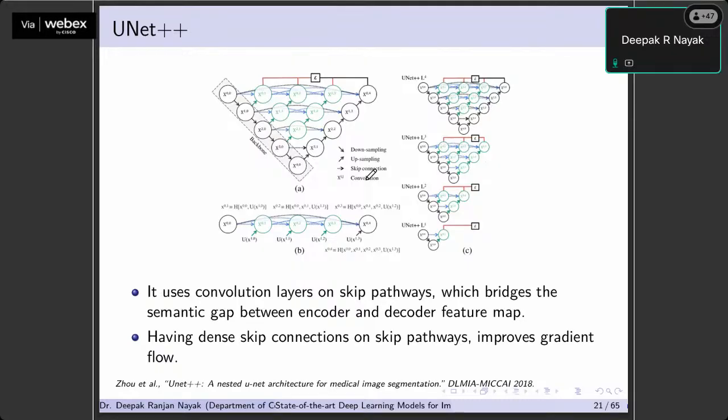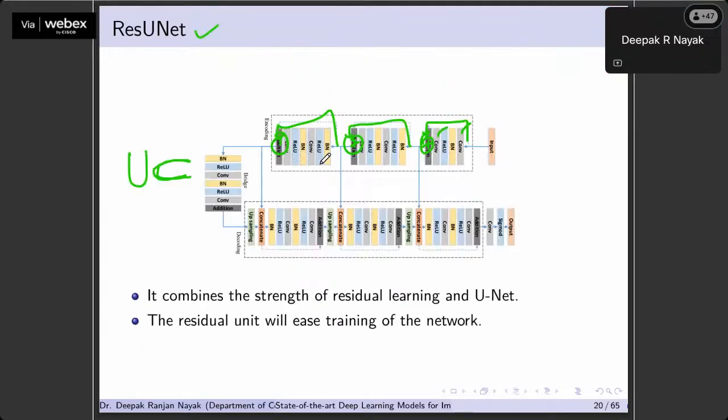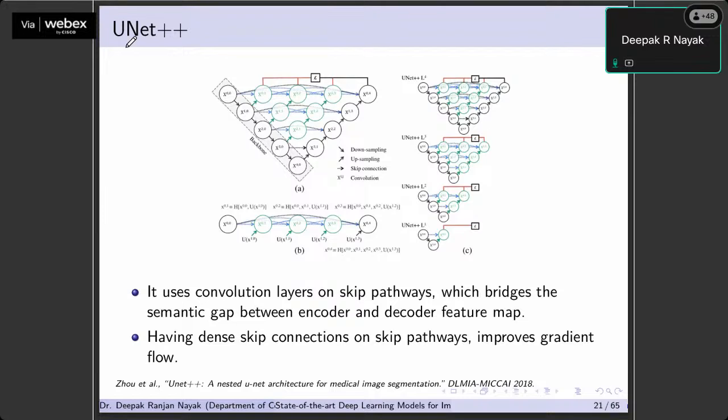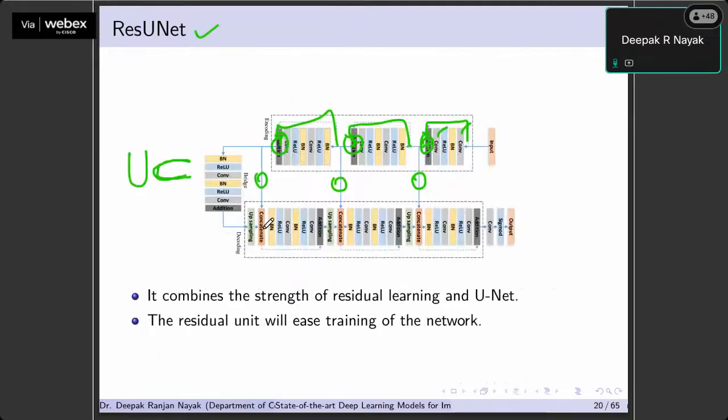Later, people introduced convolutional layers along the skip connections. That means here people have introduced skip connections with convolutional layers, and also some other connections like dense connections. They gave it the name UNet plus plus. You can see over here, and they claim that they are getting better performance compared to the UNet architecture for some specific applications.